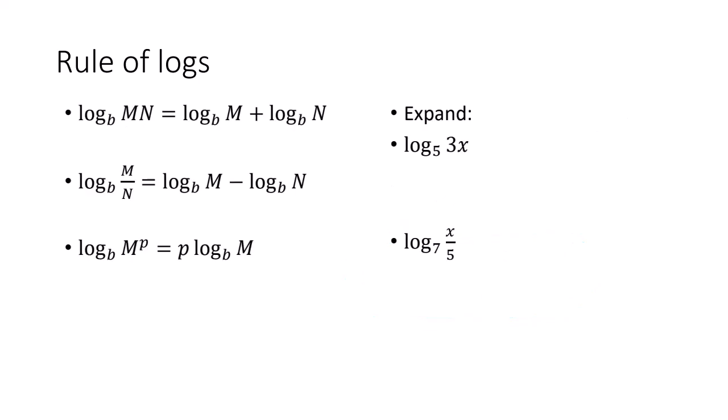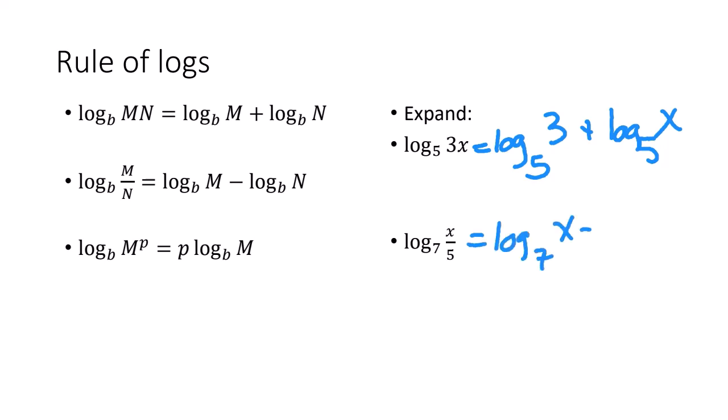So I'm just going to practice that. I left the rules here so you can see them. And then we're just expanding. Expanding means instead of having the multiplication, let's write it as addition. As you expand it, you need to write the base. So log base 5 of 3 plus log base 5 of x. Make sure you include the base when you do this. Same thing, when I divide, I want to subtract. So I have to write the base, log base 7 of x minus log base 7 of 5. So it's top minus bottom.